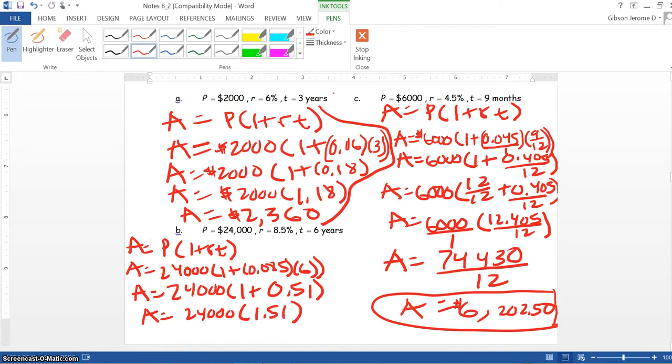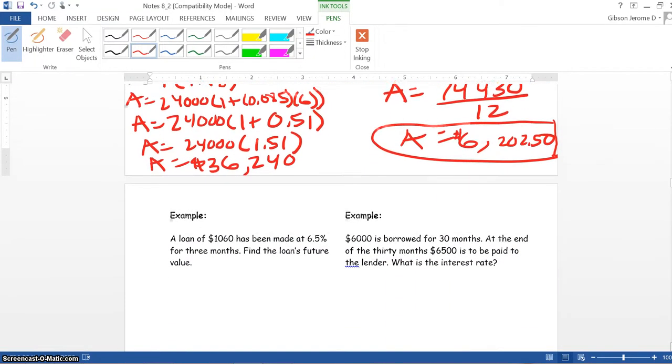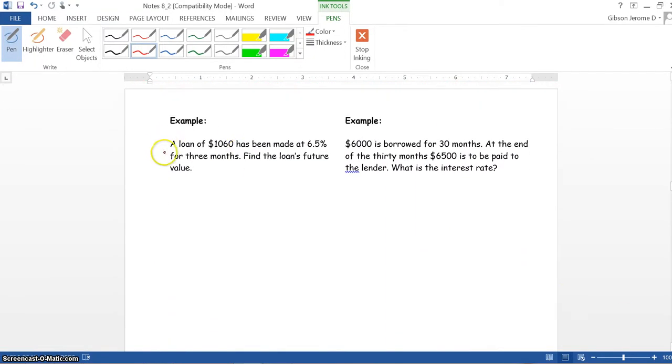Now we multiply this in our calculator, and that will give us $36,240. So your future value is $36,240. And that is your final answer. Now, we go on to the next page. It says, example, a loan of $1,060 has been made at 6.5% for 3 months. Find the loan's future value.